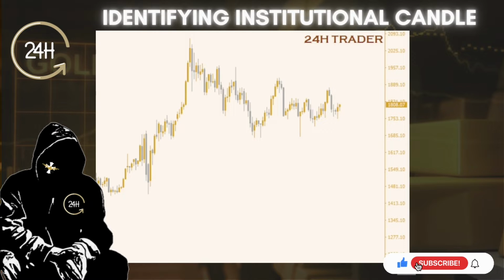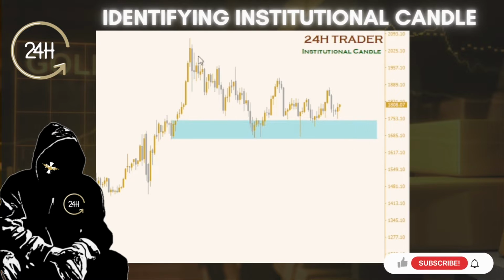And for today's educational content, we will discuss institutional candle, or what I call IC. So what is institutional candle actually? Institutional candle is the last bullish candle before a bearish trend, or the last bearish candle before a bullish trend. For example, this one is on the weekly time frame of the gold market.